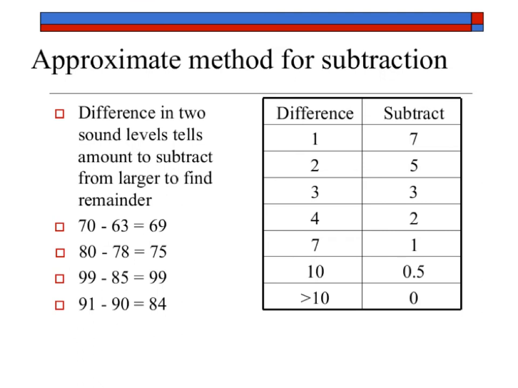91 minus 90, the difference is 1, so we subtract 7 from the 91, and we get 84. So this is a pretty simple way to approach this, and the approximate method works just fine for most practical cases.